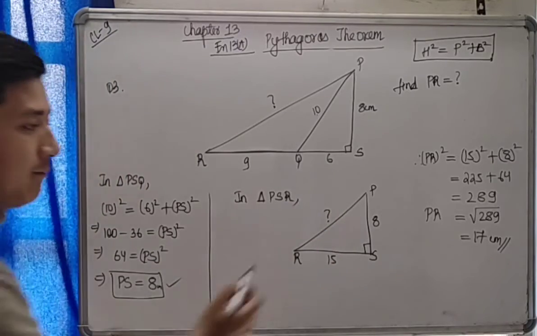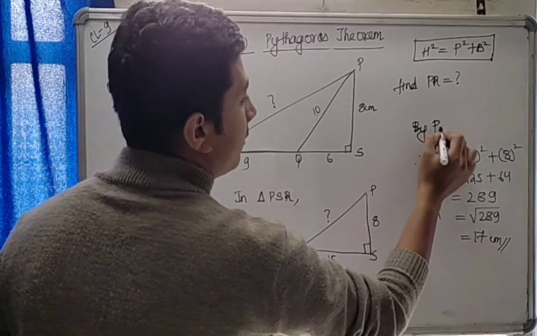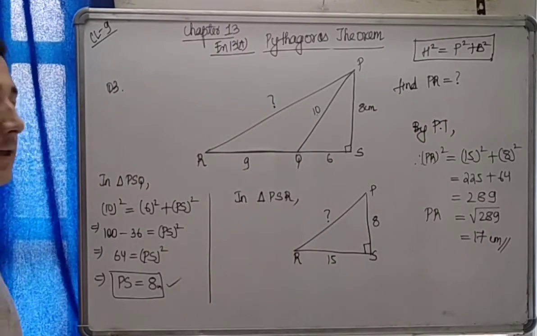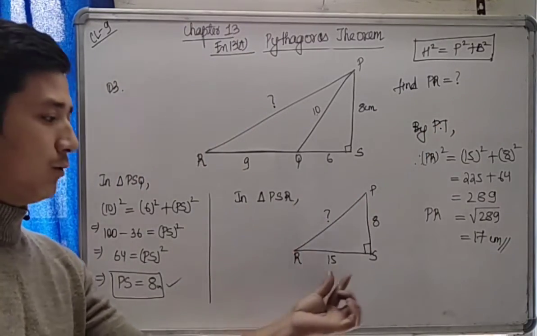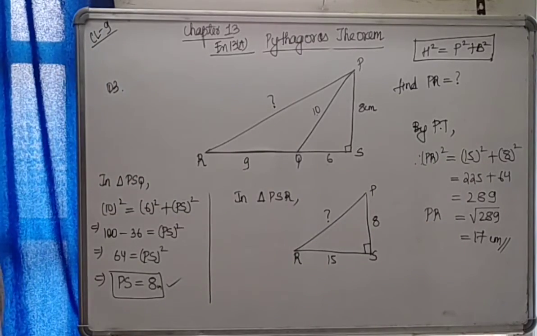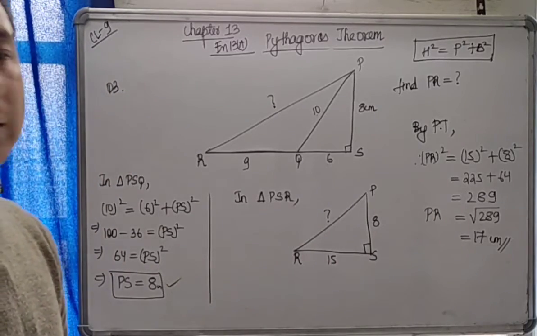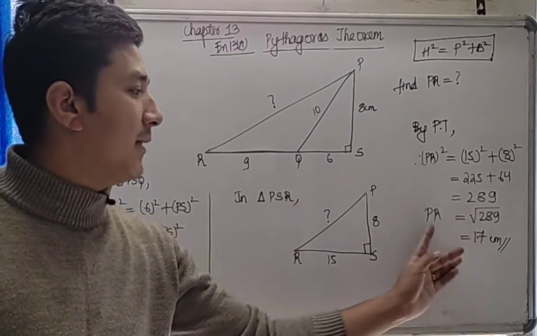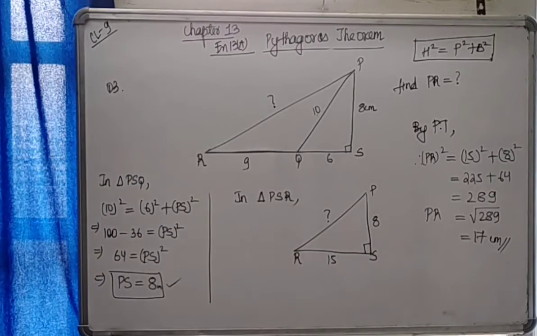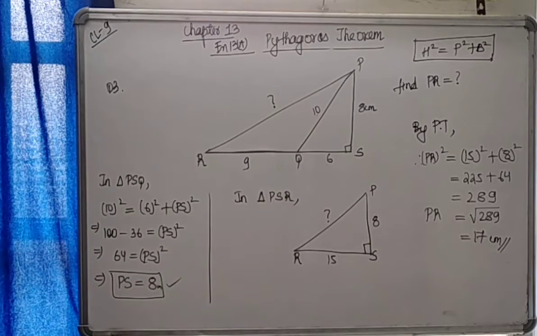So again, this is my hypotenuse, right? Therefore by Pythagoras theorem, I can write PR squared is equal to 15 squared plus 8 squared, which is 225 plus 64, which is 289, and 289 is a perfect square number, which is 17. So hence PR is equal to 17 centimeters. I hope everything is clear to you, boys. Please note it down properly.